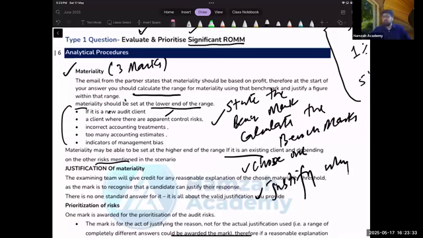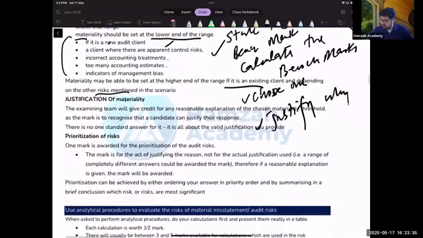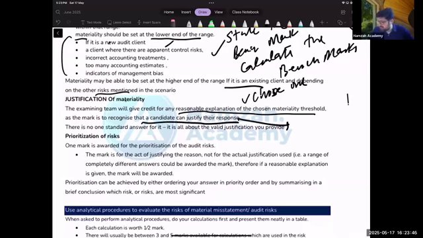Now, justification. The examining team will credit any reasonable explanation. And they have to justify the response from scenario information. This is very much important. You cannot write generalized points there. Remember that.